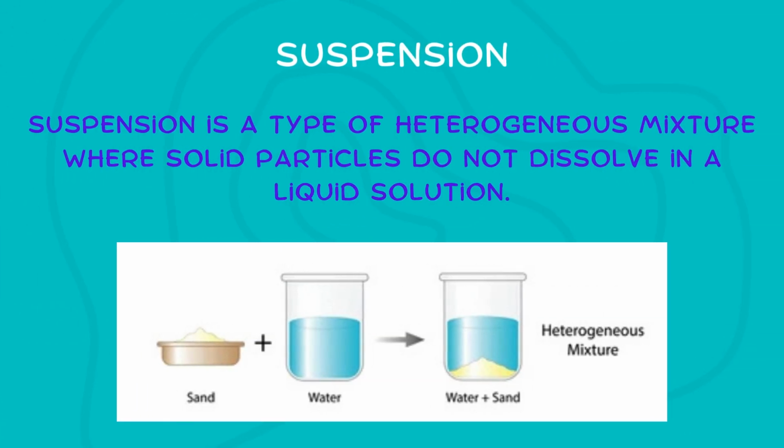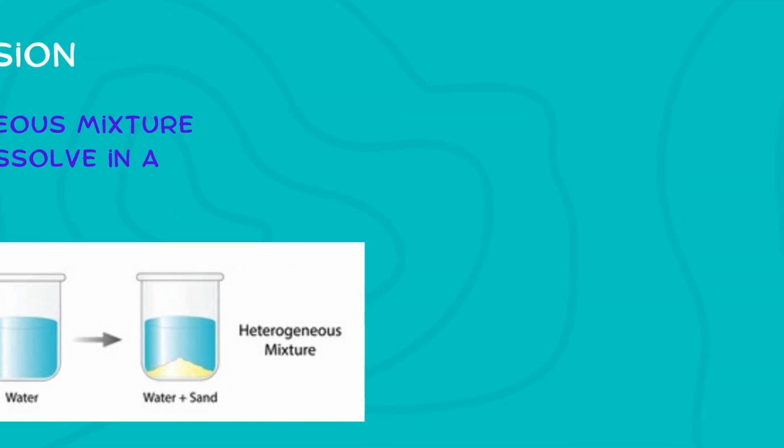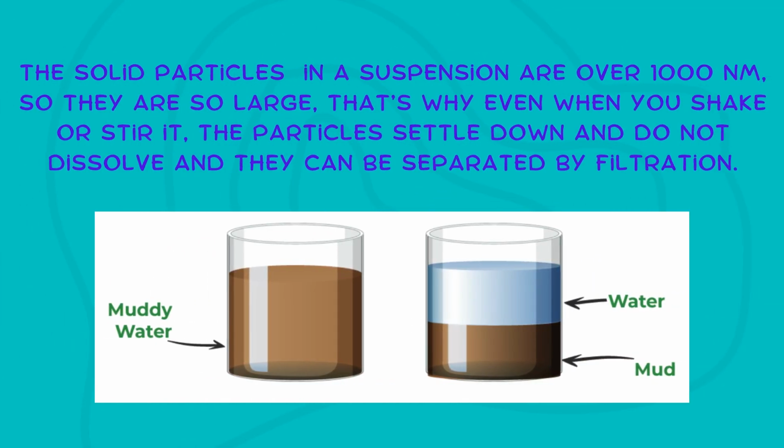First, let's talk about suspensions. Suspensions are heterogeneous mixtures where the solid particles do not dissolve in a liquid substance. Particles are relatively large as they are over 1000 nanometers in diameter, and they can settle out over time even after stirring or agitating. An example for this is the muddy water, where the mud settles down over time.